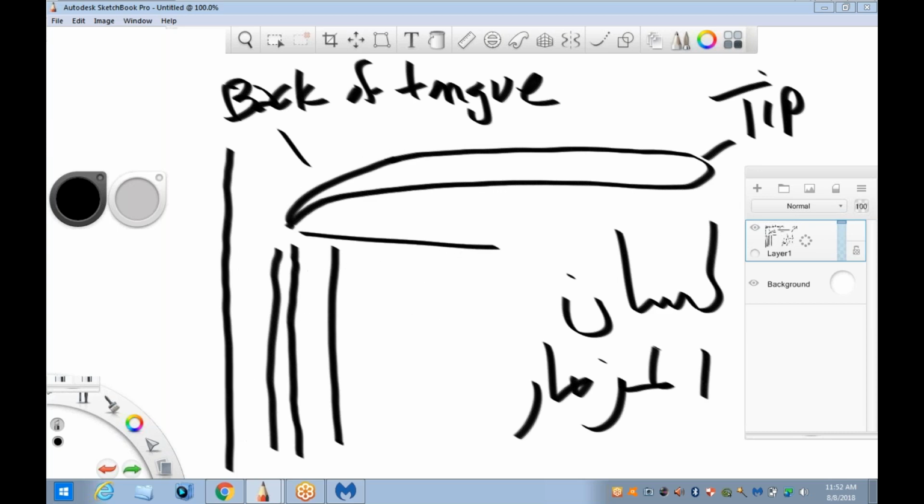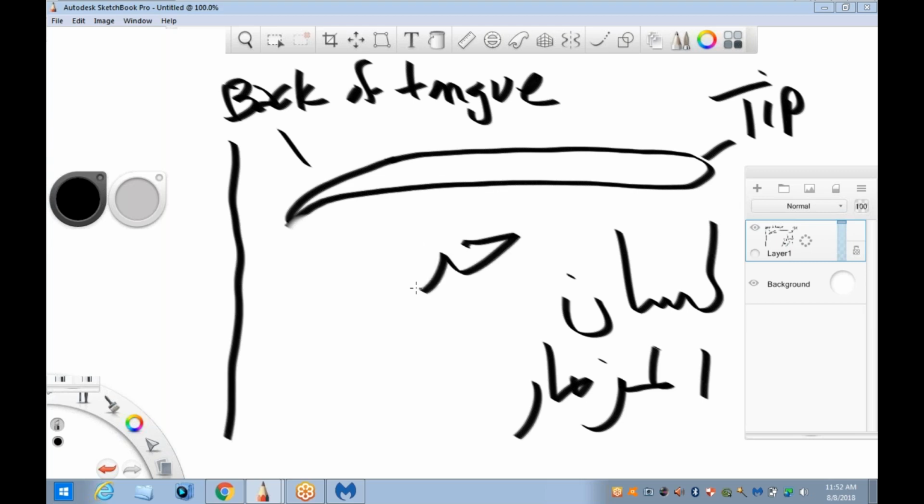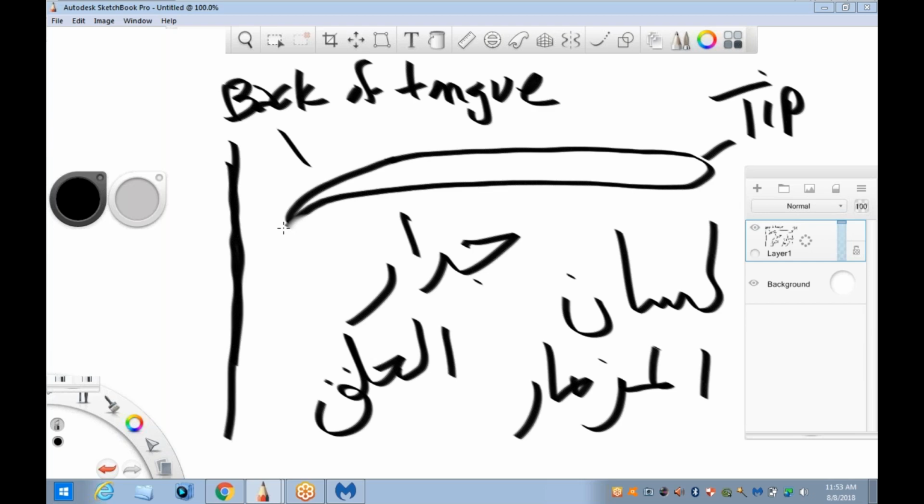But what is it that concerns us? This area here, this lisan al-mizmar, and the back of the throat are the two areas that have to collide. Lisan al-mizmar wa jidar al-halq. Jidar al-halq means the back wall of the throat. These are the two things that collide in this letter. The back of the tongue is called lisan al-mizmar, and the back of the throat, this wall here.